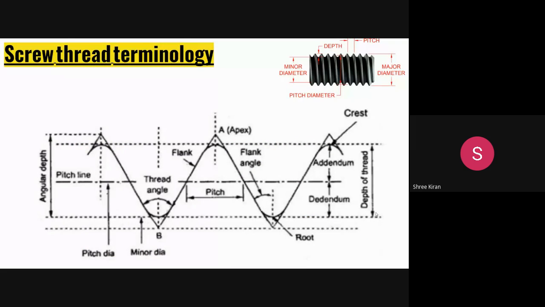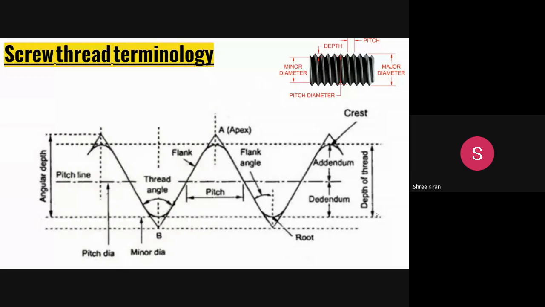Then we have the slope of thread. What is slope of the thread? It is defined as half the pitch of the thread. And the flank angle is the angle between the individual flank and the perpendicular to the axis of the thread, which passes through the vertex.